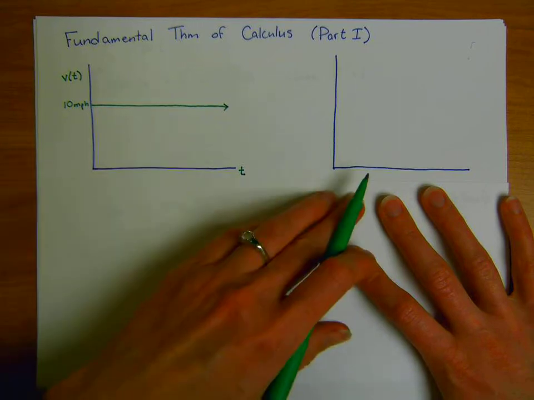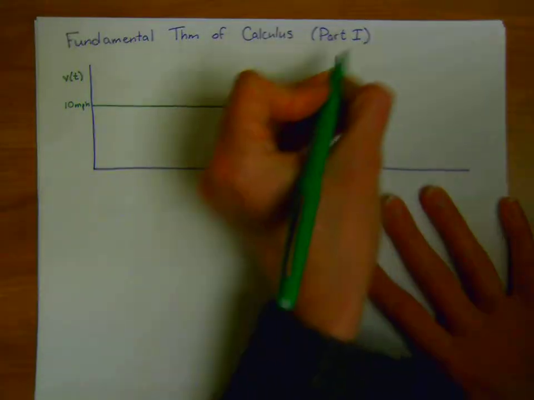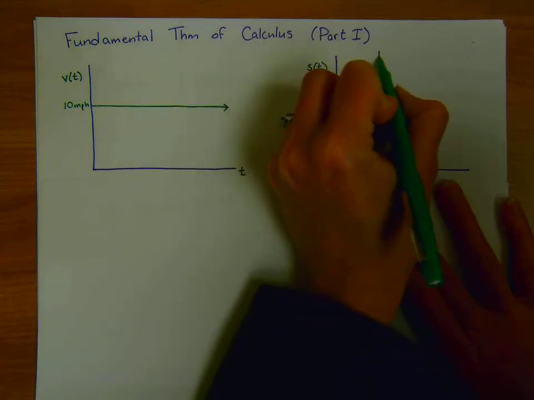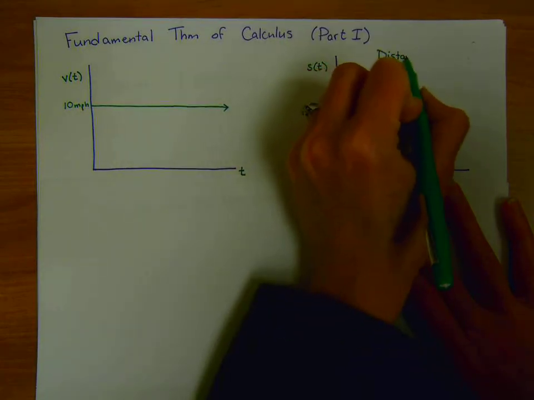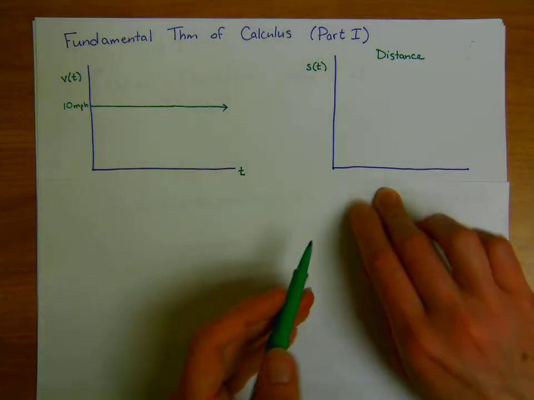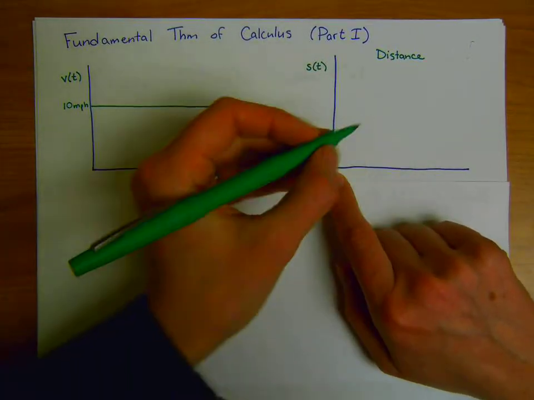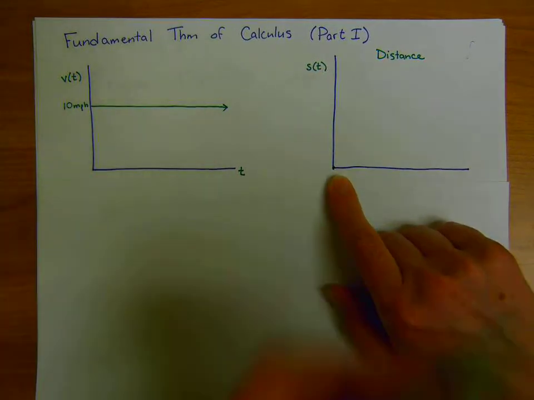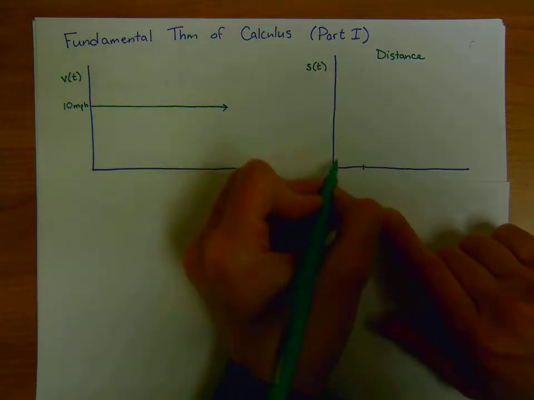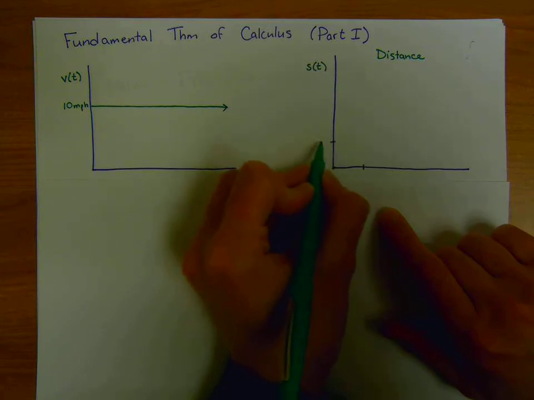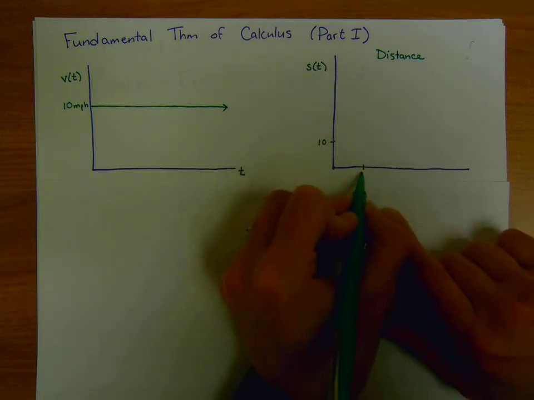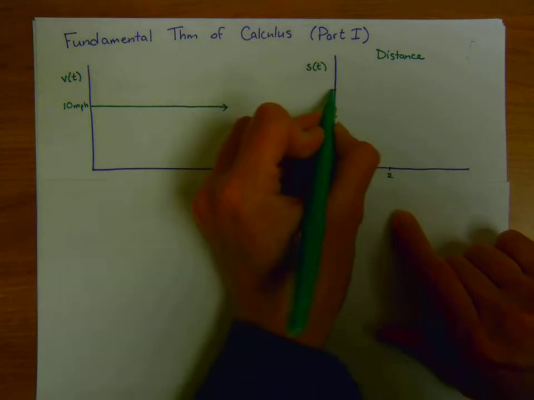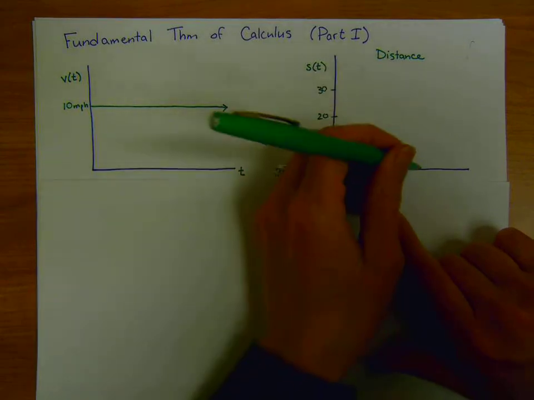And over here, I'm going to have my distance curve, s of t, representing the distance of the same bicycle. And I'm going to suppose that I start at time 0 at a distance of 0. And given this rate, we see that every hour the number of miles that's traveled is going to increase by 10. So after 1 hour, I'll be at 10 miles. After 2 hours, I'll be at 20 miles, and so on.